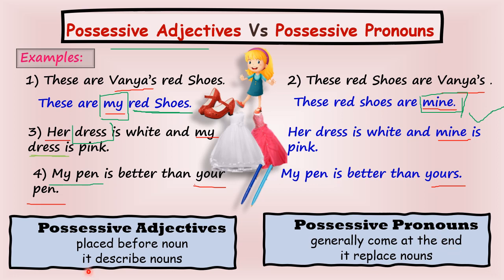Is it clear, children? And possessive adjective describes noun. So it is very important that the possessive adjective should be placed before noun, with a noun. Is it clear, children? And in possessive pronoun, we replace noun. We never use noun with possessive pronouns. Is it clear, children? Now, let's take few more example of possessive pronoun.